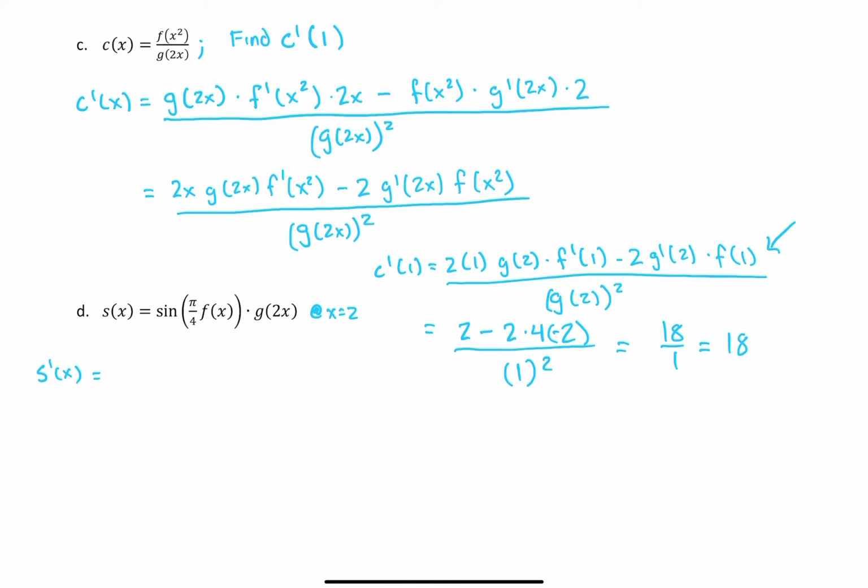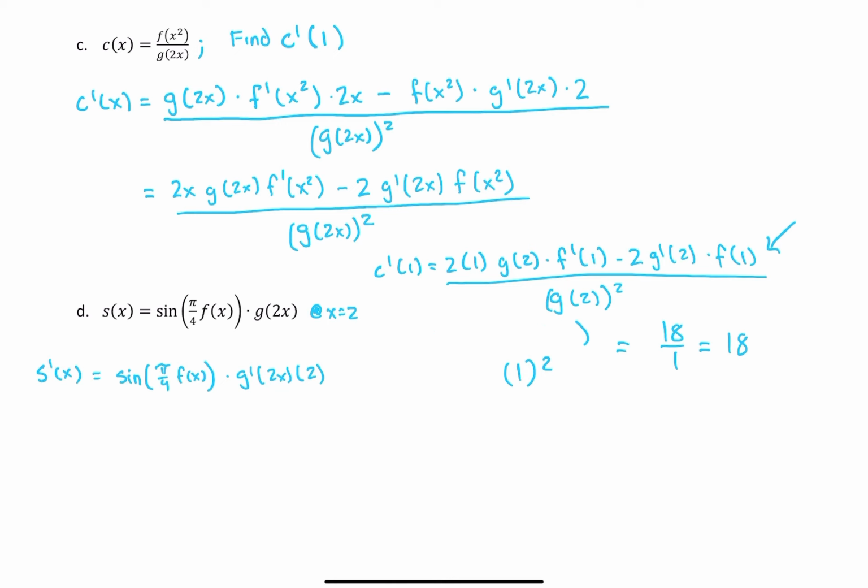So the product rule is going to be the sine of pi over 4 f of x multiplied by the derivative of g of 2x. The derivative of g of 2x is g prime of 2x times 2. So that is our derivative for the g of 2x part.